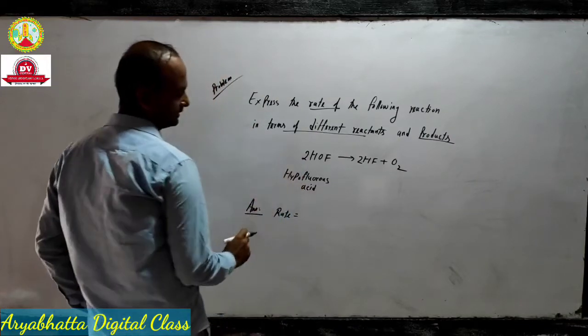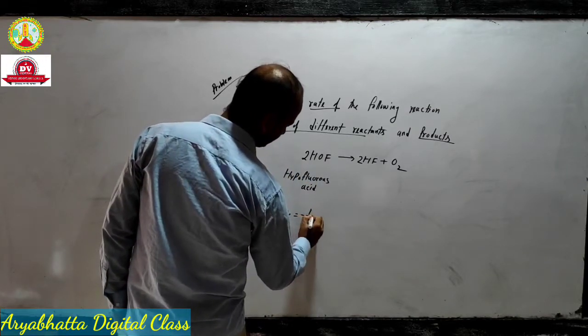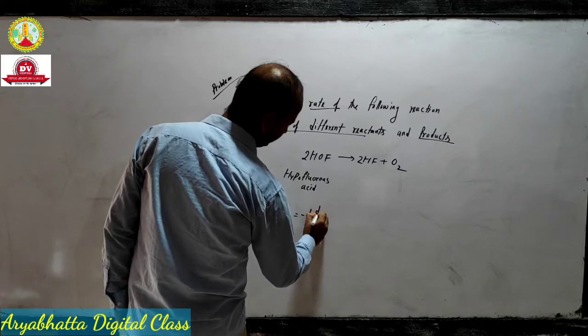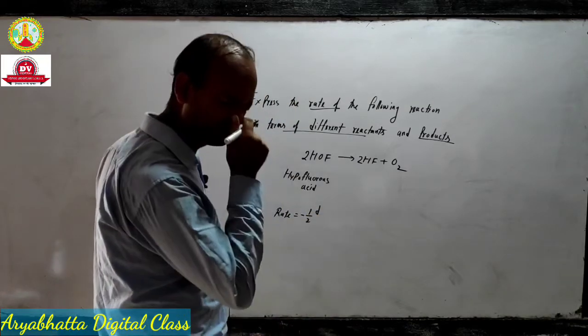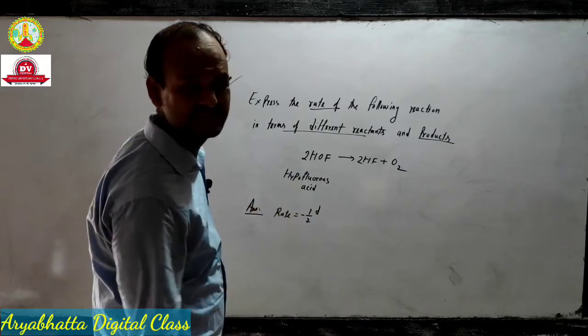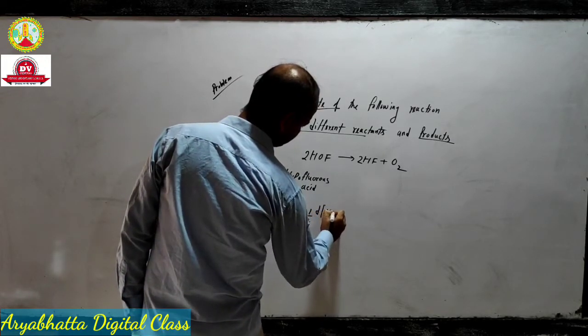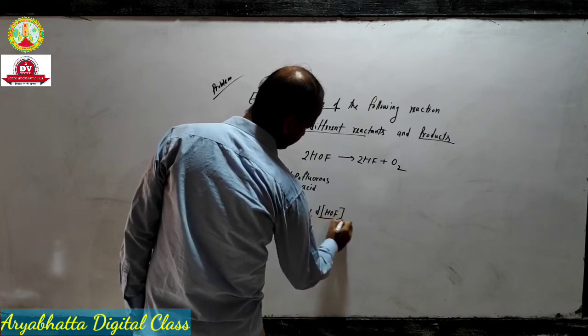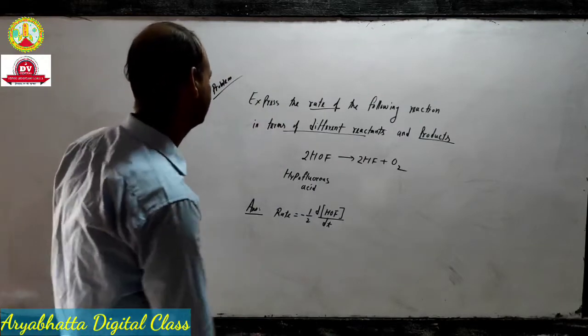Now this is a reactant, obviously the minus sign will come. This will be 2, so this will be 1 by 2. Next will be d. I have used this symbol, small d. This means small d is used for instantaneous rate. Now this will be HOF by dt. Do you understand? Look at the last class.